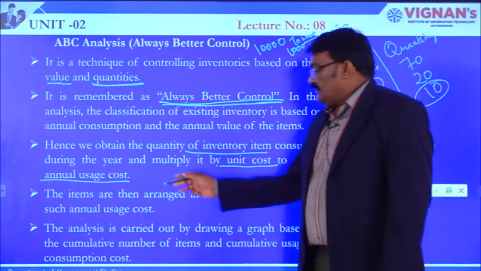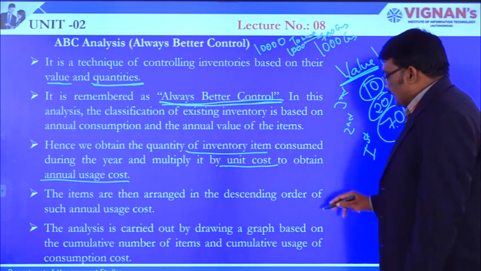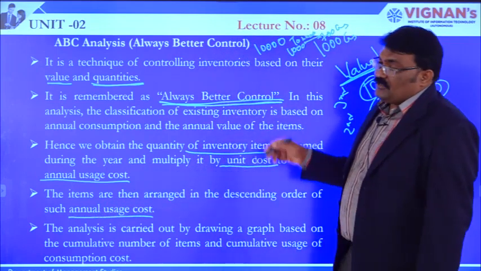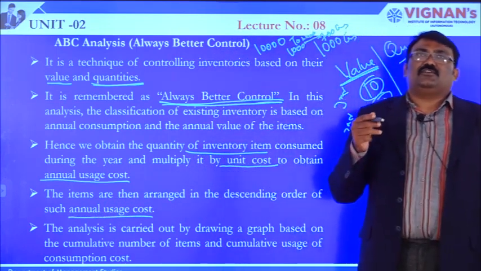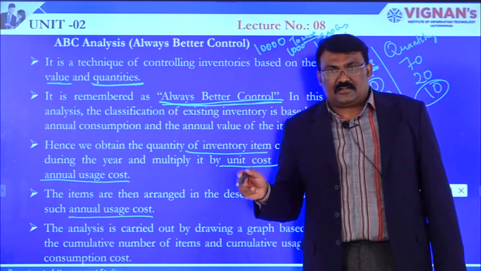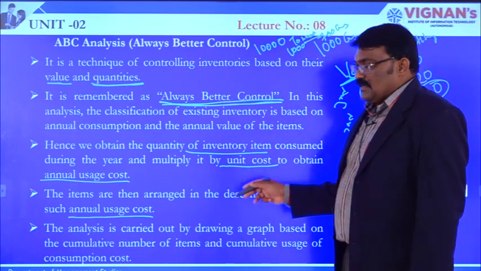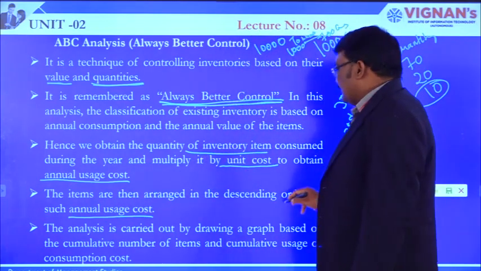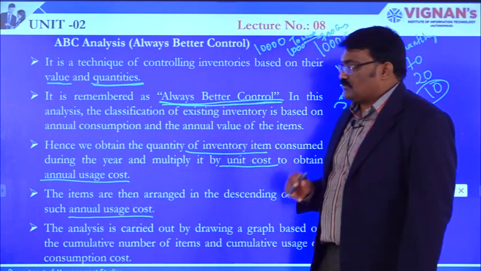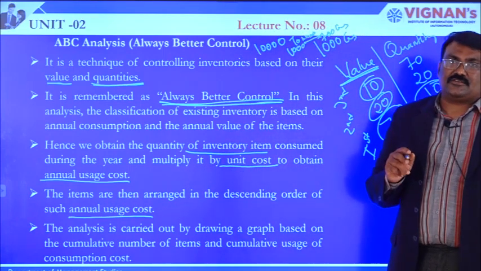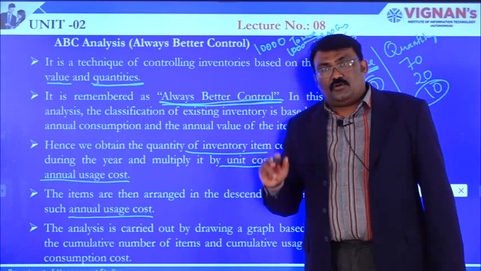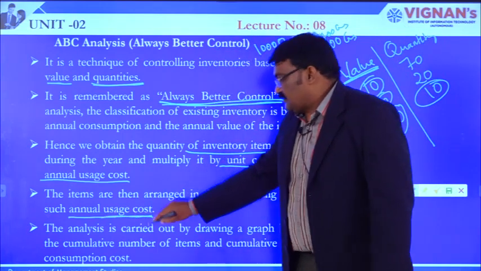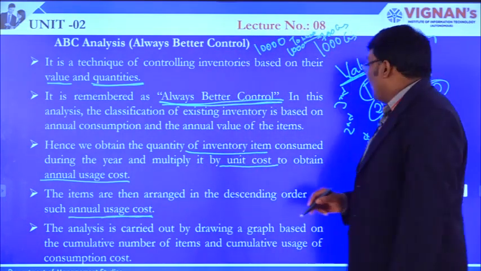Next, the items are arranged in the descending order of such annual usage. After the overall calculations are done, they are arranged in ascending or descending order of annual usage cost. Under the annual usage cost, we are supposed to make a descending order, with relation to usage cost.